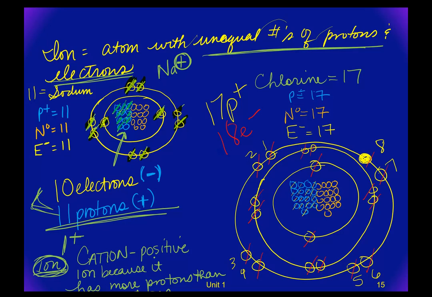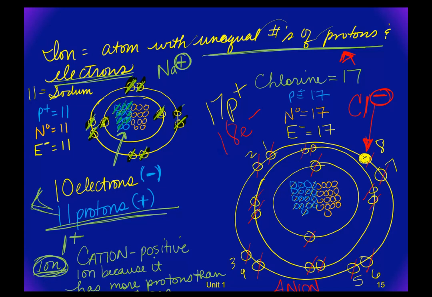It's unequal, right? So if you have ever seen chloride written, they'll usually put Cl minus. That minus is because of that extra electron. An unequal number of protons versus electrons. Now, positive was a cation. When you've got a negative ion, that's called an anion. Okay?